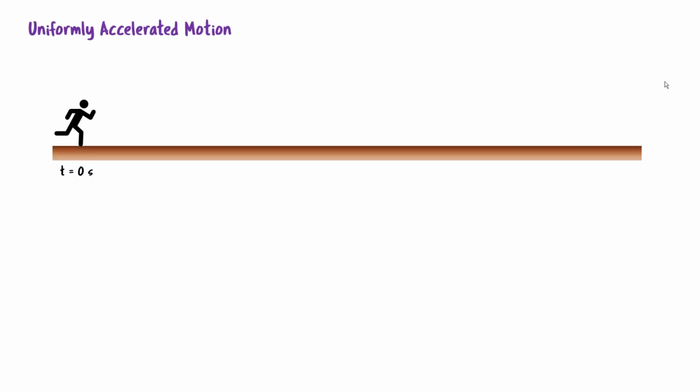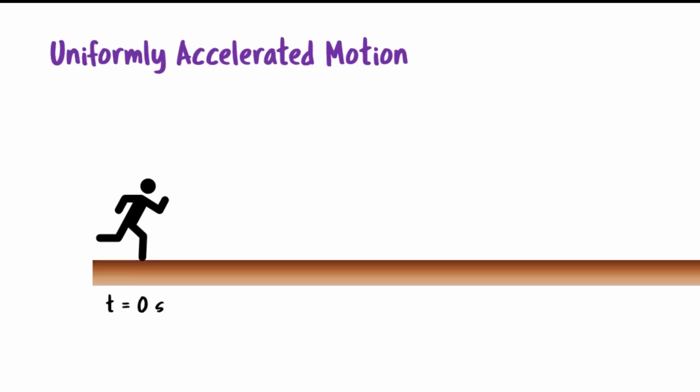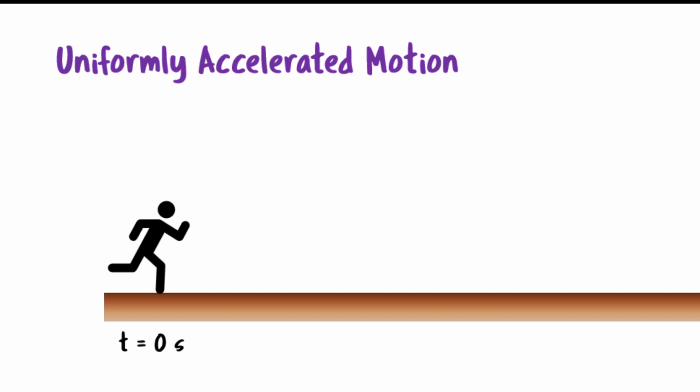We start observing the motion of this person at t is equal to 0. At this moment, he is not only moving with an initial velocity of 4 meters per second, but is also accelerating at a constant acceleration of 2 meters per second square.